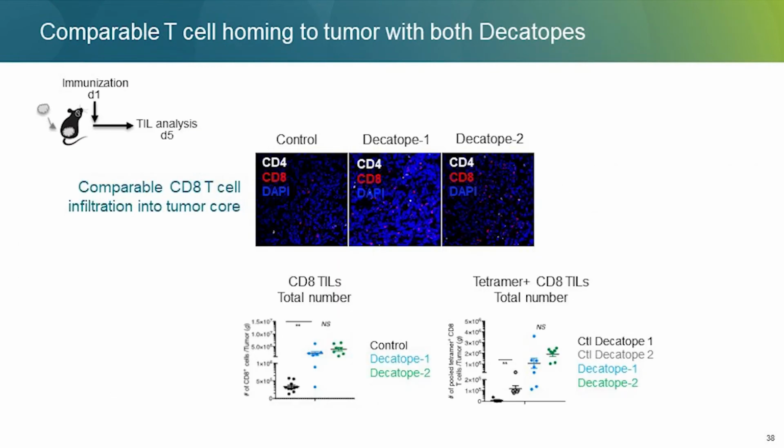We looked at whether the T cells were getting to the tumor, and with both decatopes, we see an increase in T cells at the tumor site. So there is no issue with T cell homing to the tumor. If you look at the total number of T cells, it's very similar with both decatopes. And if you look at the tumor-specific T cell response using tetramers, you also have very similar accumulation of T cells at the tumor site.